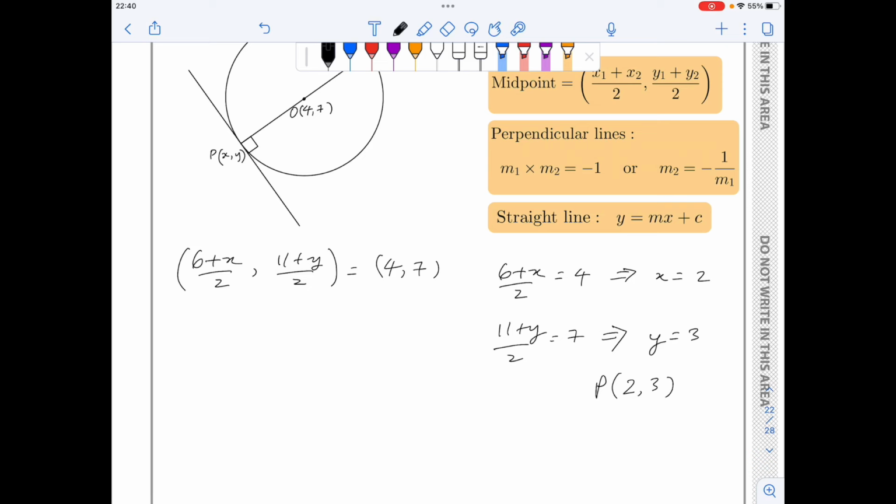Next, I'll find the gradient of the diameter or the radius using any two of the points A, O, P. I'll use AP, so gradient AP equals 11 minus 3 over 6 minus 2, which comes out to be 2. Then I'll use the fact that the radius and the tangent are perpendicular. So the gradient of the tangent is equal to minus 1 over the gradient of AP.